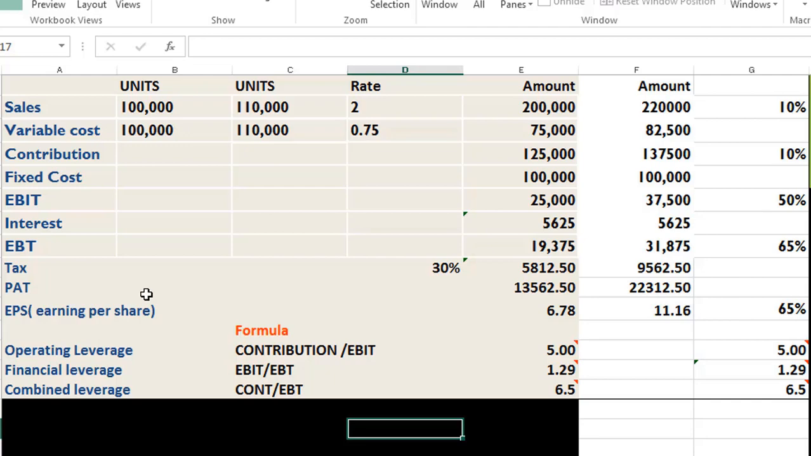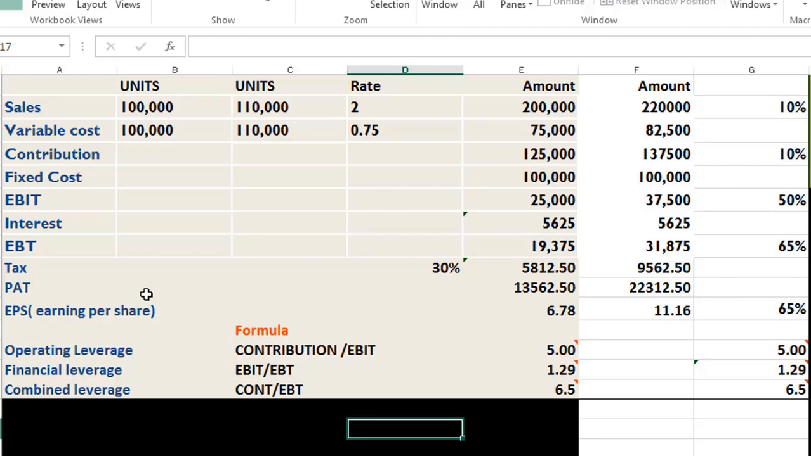Now why has this happened? It has happened because of the operating leverage. Now how do we calculate the operating leverage? The formula is given below. Operating leverage is contribution divided by EBIT. So here the contribution is 1,25,000 divided by EBIT, which is 25,000. So that gives you a figure of 5, which means that if there is an increase of 1% in revenue, then there will be a 5% increase in the operating profit of the company.